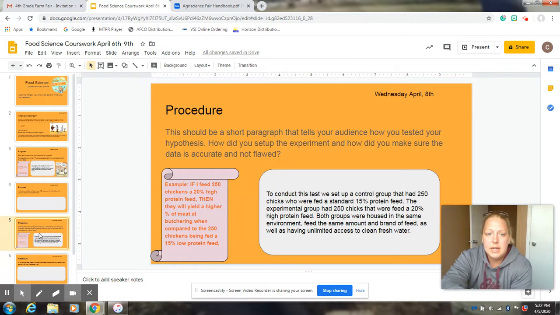Then on Wednesday, I want you to talk about the procedure. So this is going to tell your reader how you set up the experiment and how you made sure the data is accurate and not flawed.